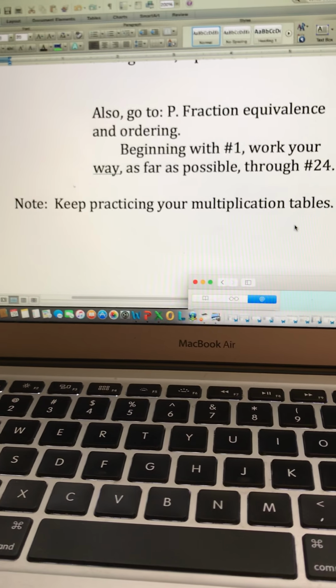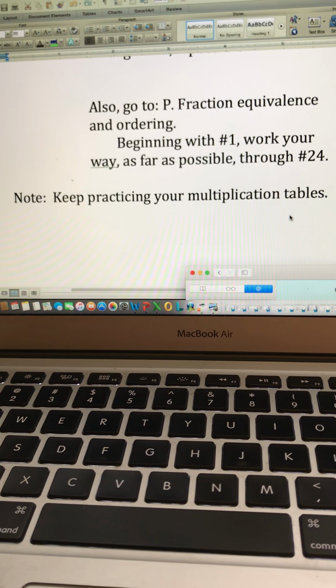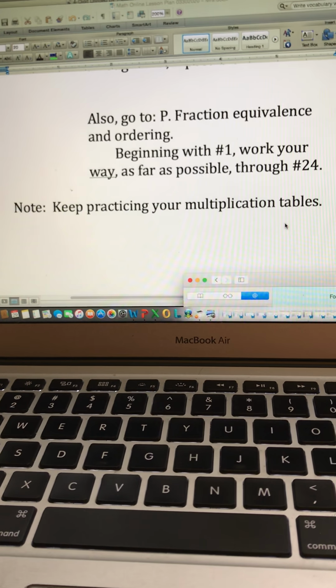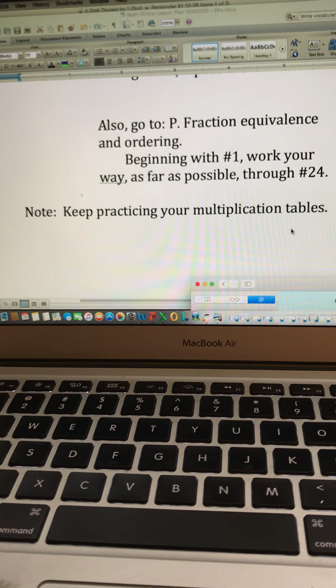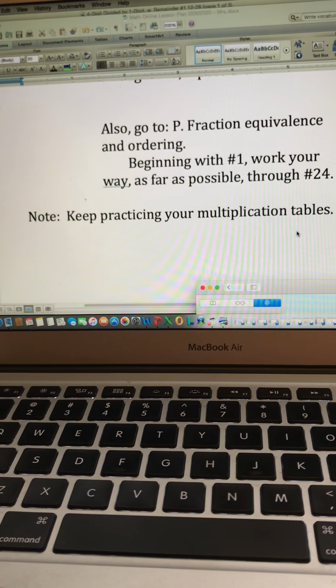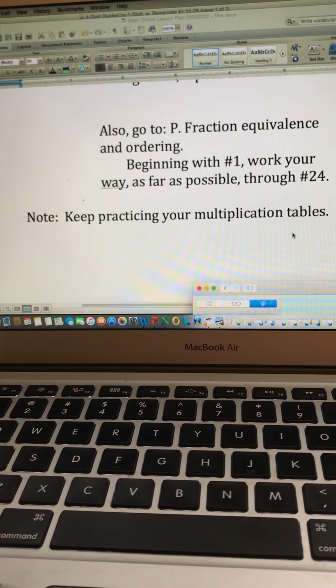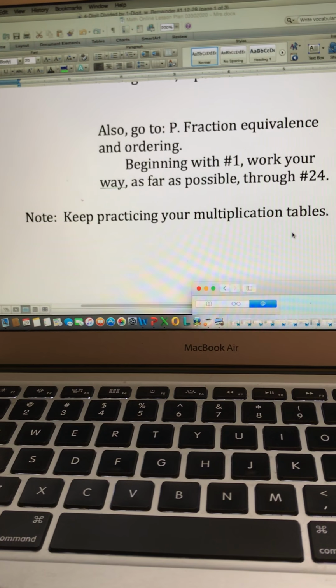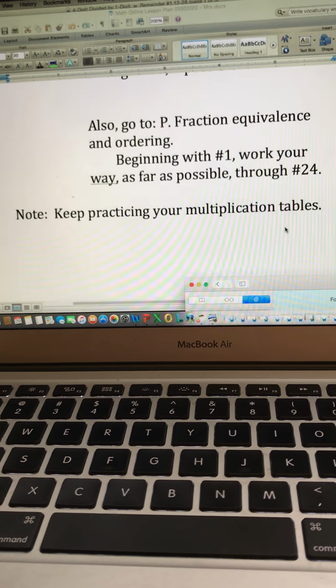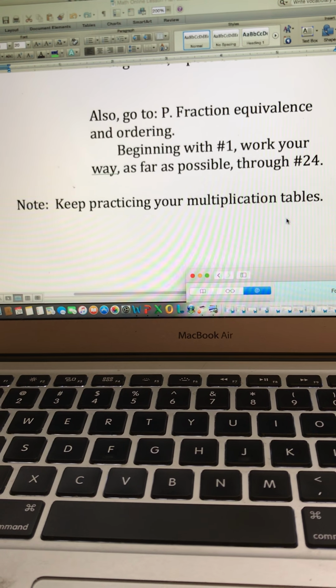Parents, if you're listening, please know that it is so important that they memorize all of their multiplication tables 1 through 12. And that they keep them in their memory, because everything that they do pretty much from this point forward in math will involve those. So it's extremely important that they have those memorized.